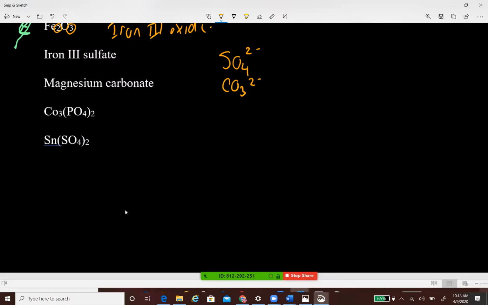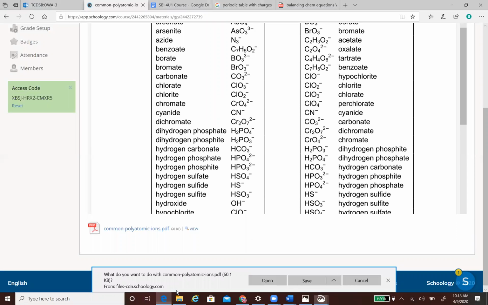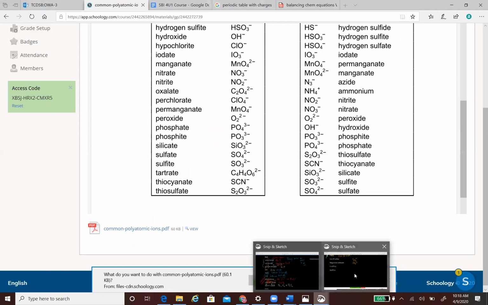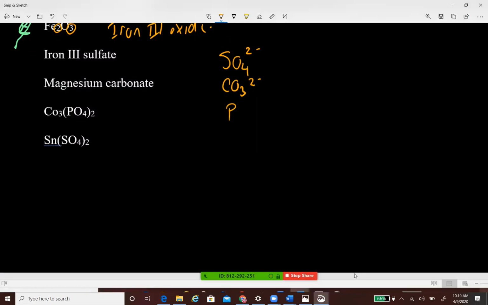And the other one in this example is phosphate, which is PO4. So if I go back to here, I look for phosphate. Phosphate is PO4 3 minus. Okay, so PO4 3 minus.